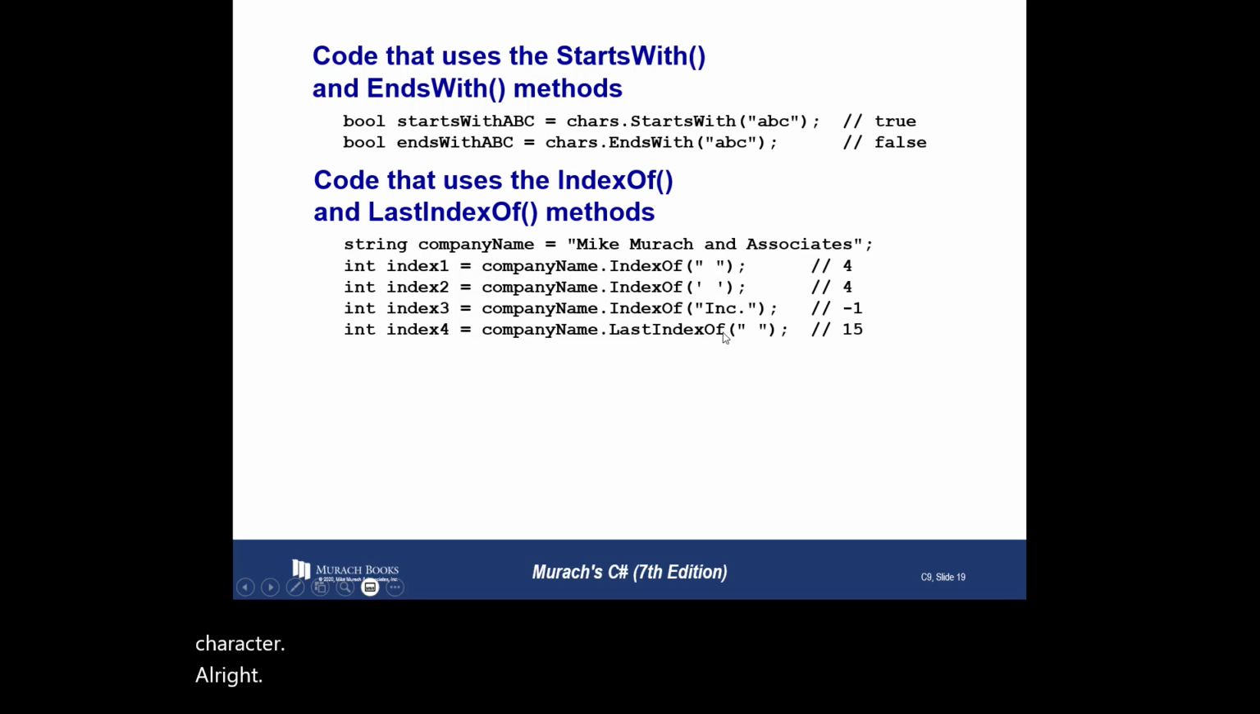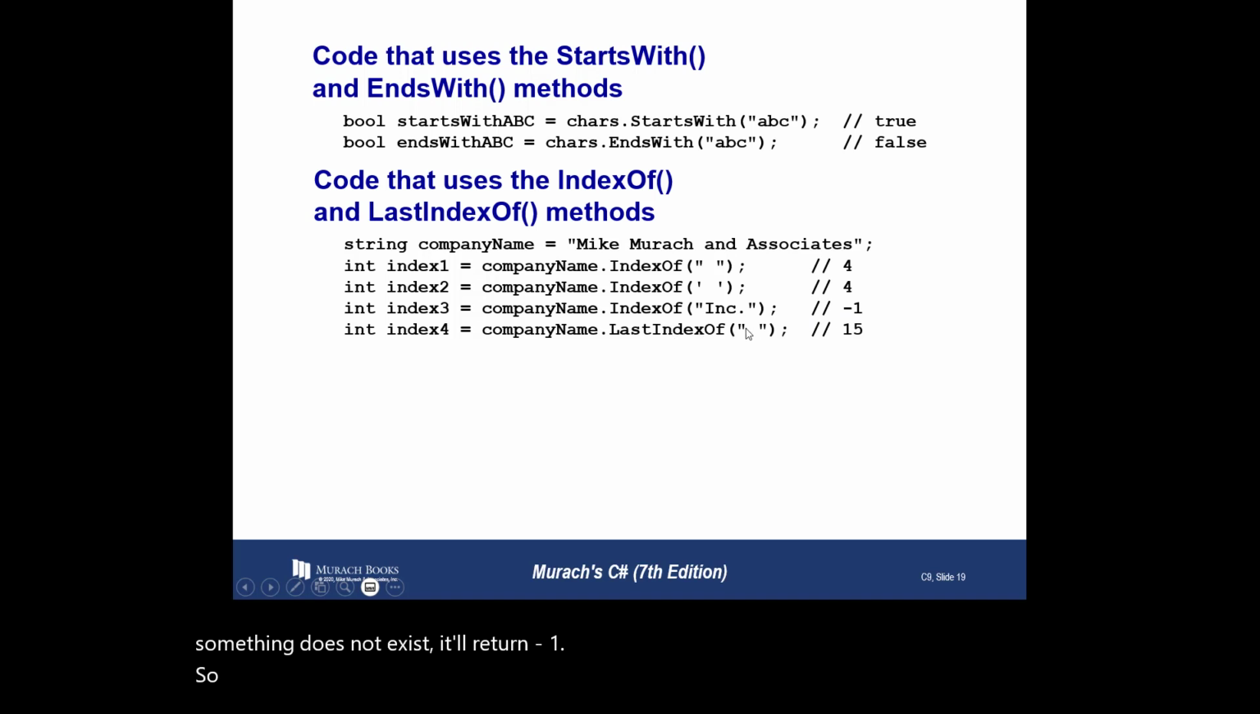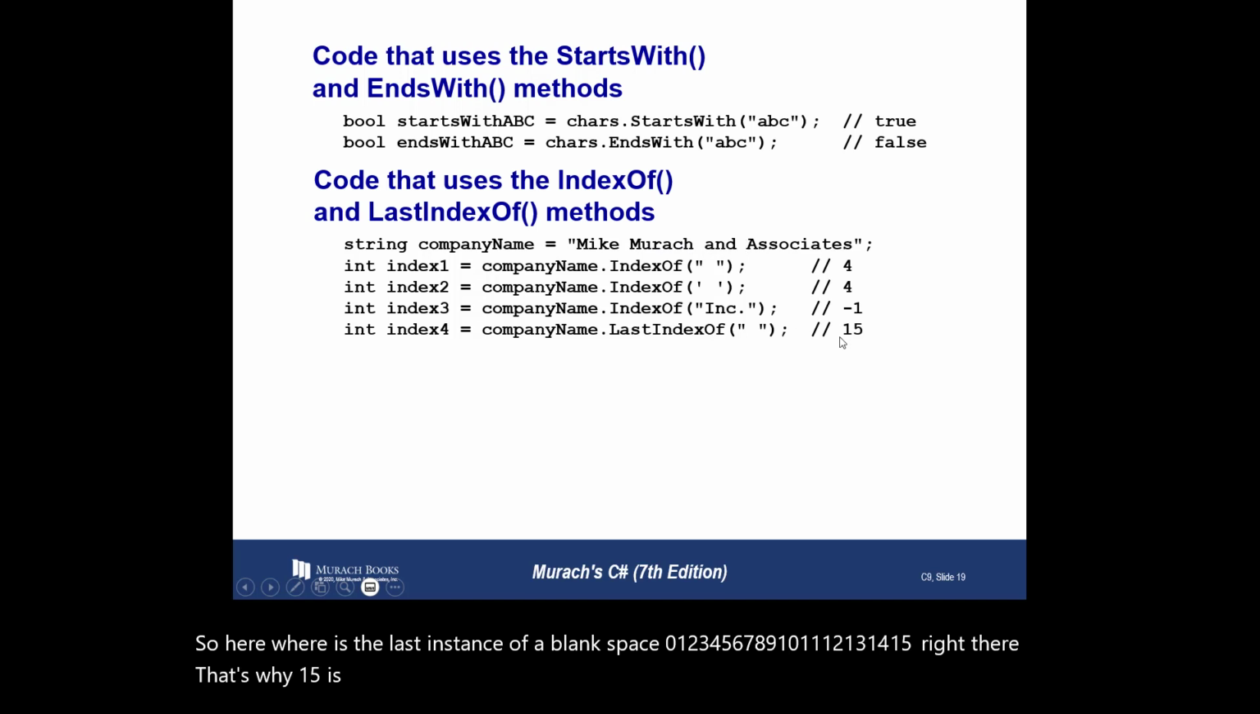Now you'll notice here they're searching for ink. If you run one of these string functions and something does not exist, it'll return -1. So here, where's the last instance of a blank space? 0, 1, 2, 3, 4, 5, 6, 7, 8, 9, 10, 11, 12, 13, 14, 15. Right there, that's why 15 is returned. All right.